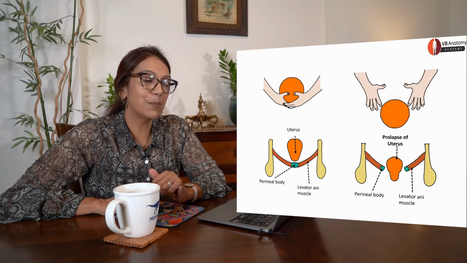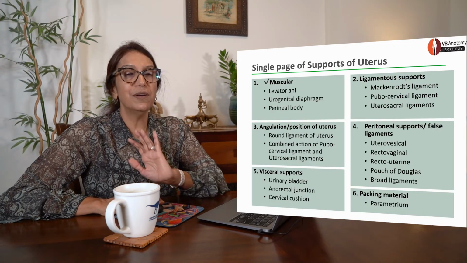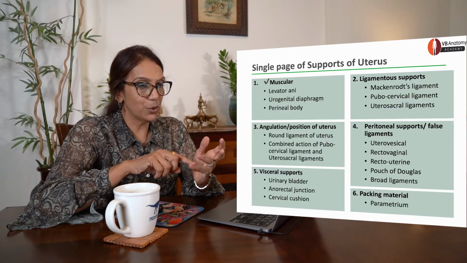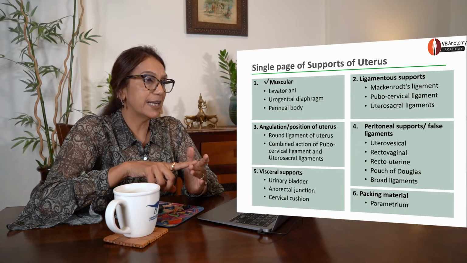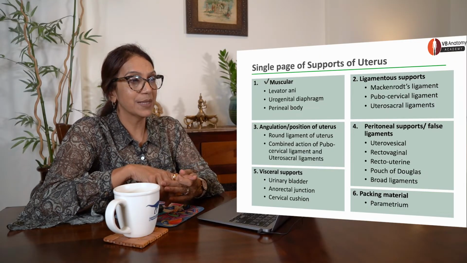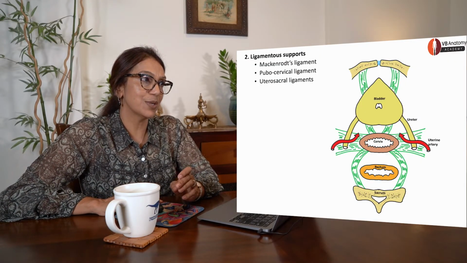I hope this helped you to understand. So we've done muscular supports. We've talked about levator ani, pubovaginalis, puborectalis, urogenital diaphragm, perineal body. Let's move on to ligamentous supports.